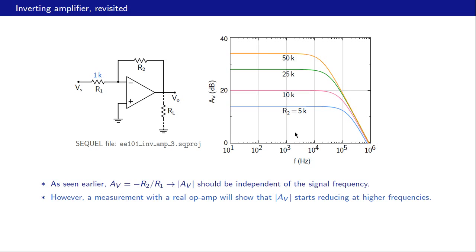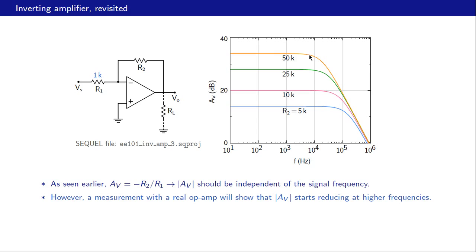What happens if we change R2 from 5K to 10K? The gain doubles and we have a higher gain here, but also the roll off of the gain with frequency starts happening at a lower frequency now. For 5K it happened here, for 10K it's happening here, and for 50K it's happening at an even lower frequency.